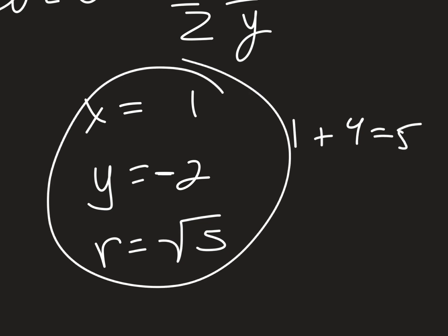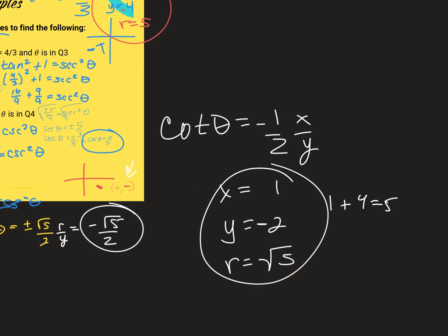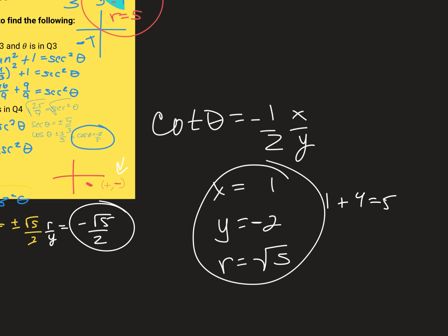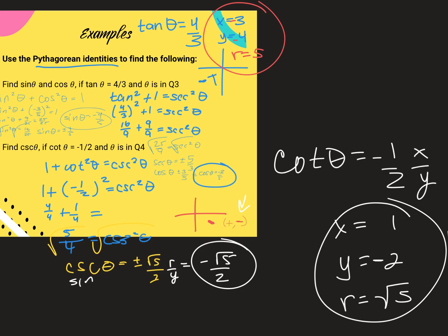Yeah. So if you're asked to use the identities, you have to use the identities. But if they don't tell you to, find X, Y, and R, and then figure out what quadrant it lies in so you know if X is negative, if Y is negative, that sort of thing. And remember, R is always, always, always what? Positive.